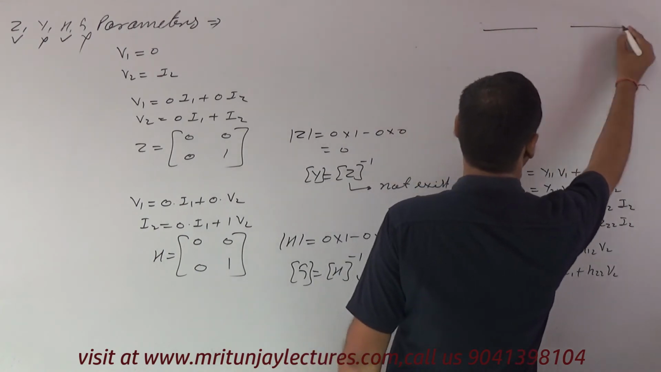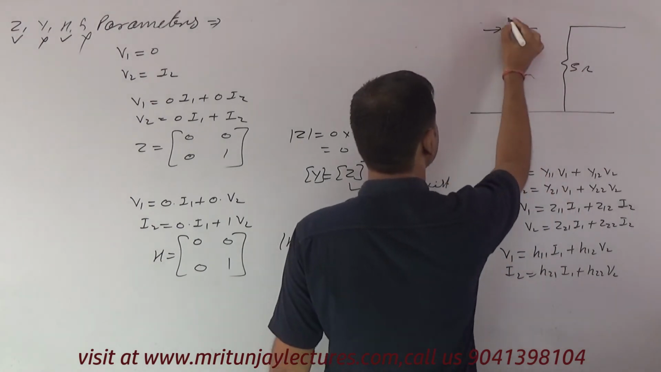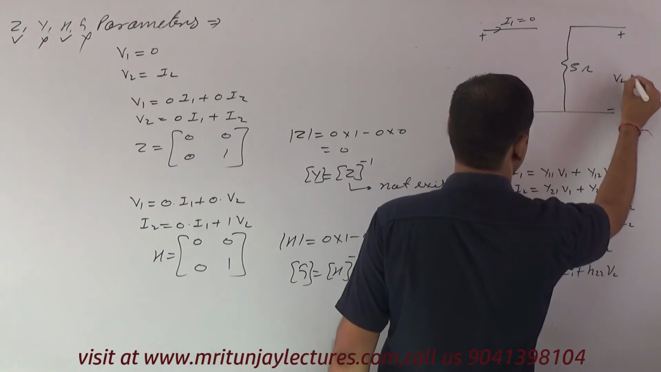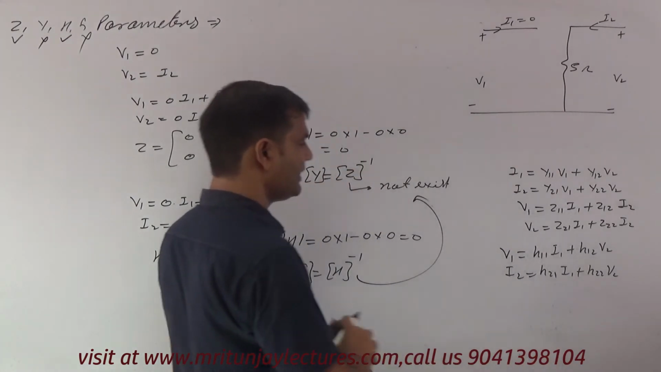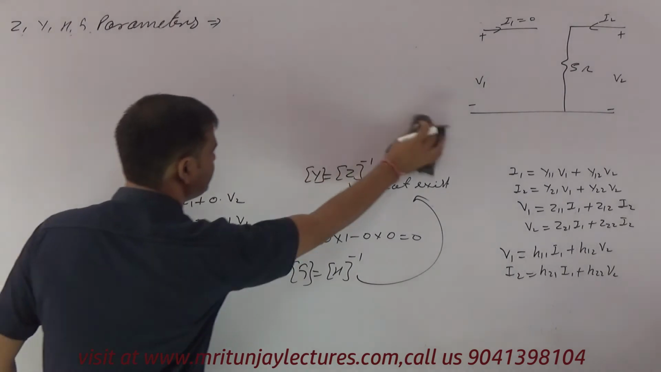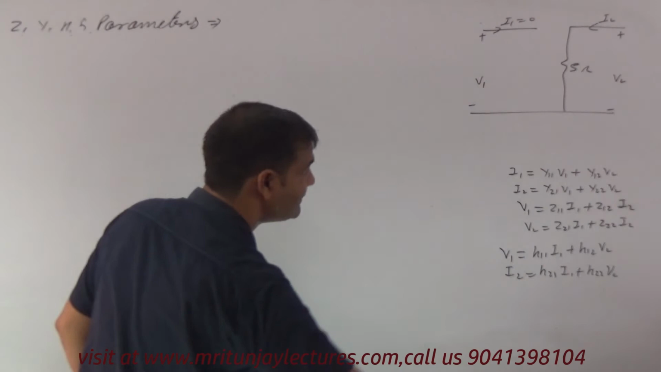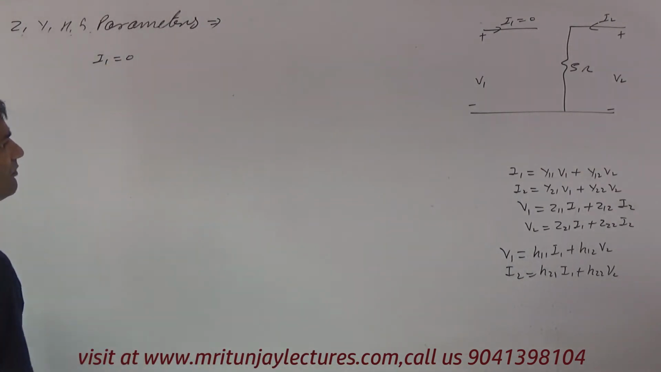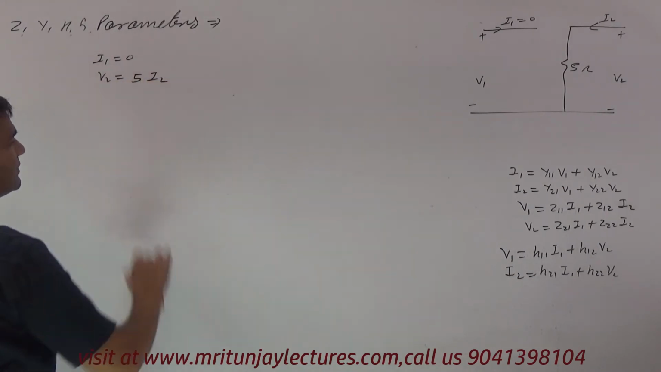Now another problem corresponding to this one, that is 5 ohm. Here I1 is equal to 0, that is V1 and that is V2. Our motto is to determine all parameters corresponding to this. Now I1 is very clear, 0. And what about V2? V2 is very clear, that is 5 into I2.